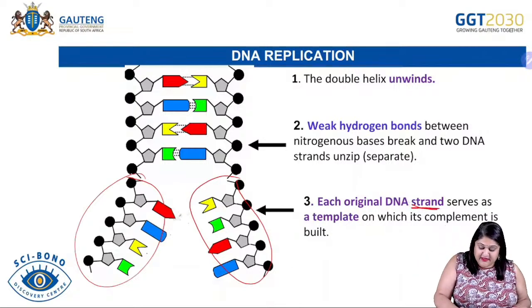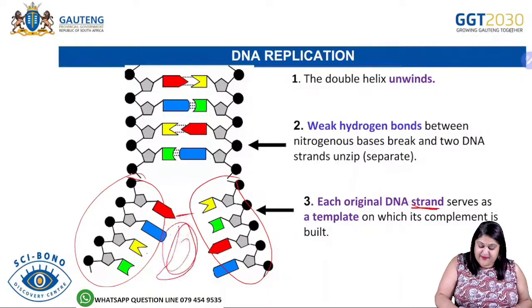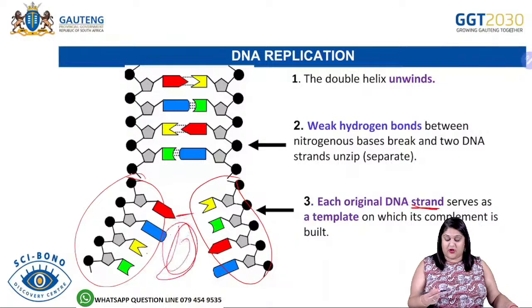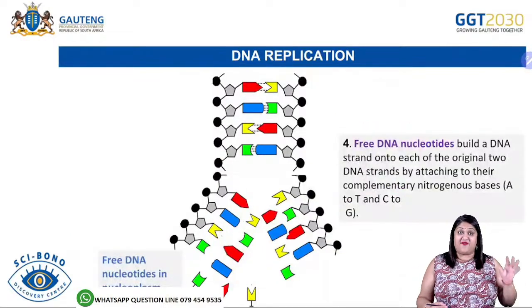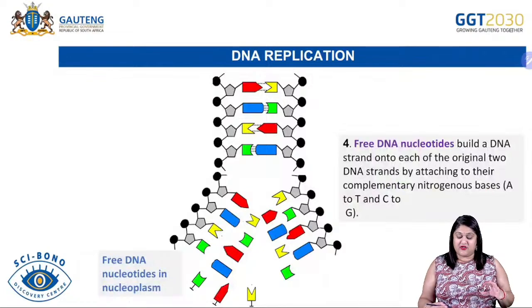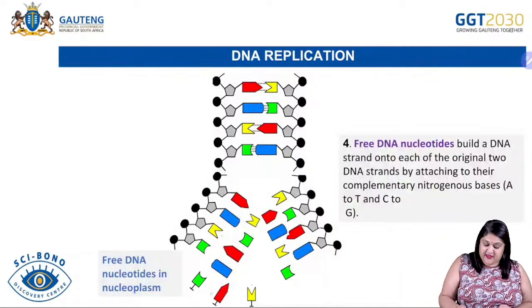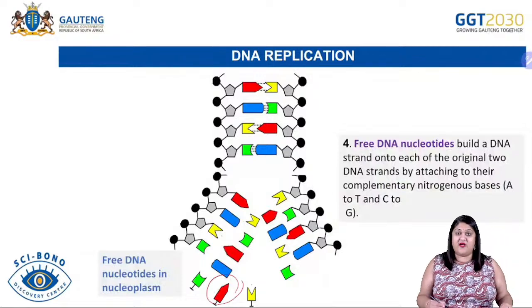So can you see they have broken here? So now there's a space here. This space is going to be filled now with the complementary strand, nucleotides. So then we have the free DNA nucleotides. They build a DNA strand onto each of the original 2 DNA strands by attaching to their complementary nitrogenous bases. And then they're showing us here that they are the free floating nucleotides, the DNA nucleotides from the nucleoplasm.